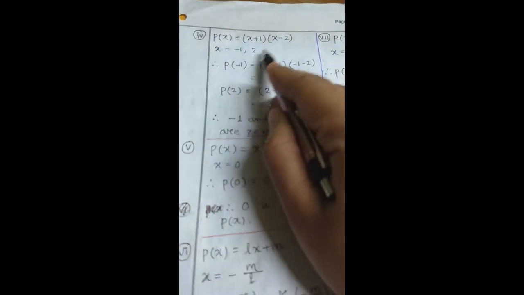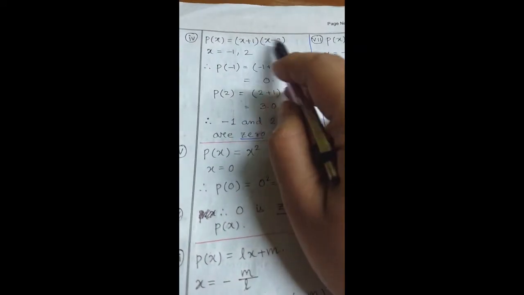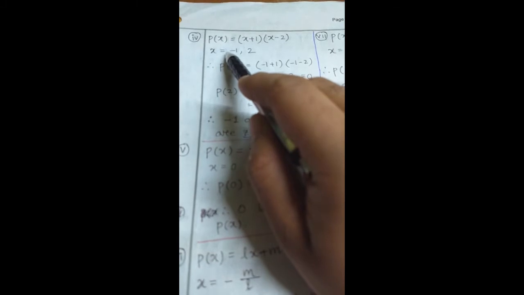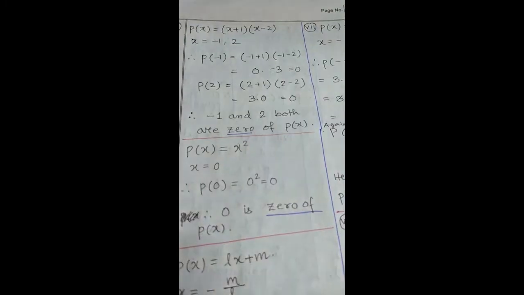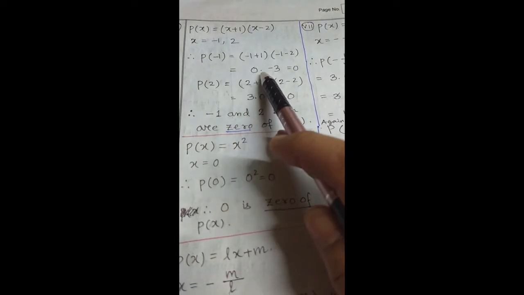Question number 4 is saying p(x) equal to (x plus 1) into (x minus 2). So x equal to 1, minus 1 and 2 are given. So first we will check minus 1. So p(minus 1) equal to, in brackets, minus 1 plus 1, and here is minus 1 minus 2, because I am replacing only x with minus 1, okay? So minus 1 plus 1 is 0. 0 into minus 3 equals 0.